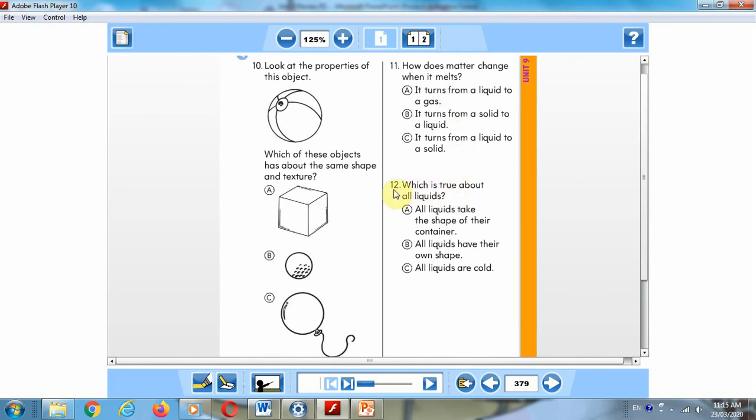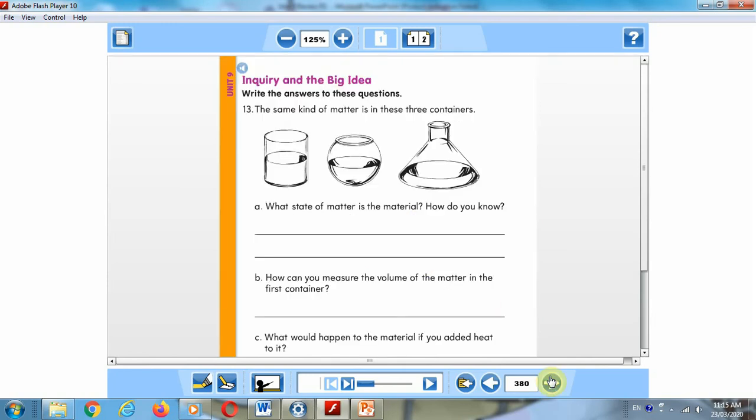Number 12. Which is true about all liquids? All liquids take the shape of their container. All liquids have their own shape. All liquids are cold. The answer is all liquids take the shape of their container. Page 380. Please write the date at the top of the page.